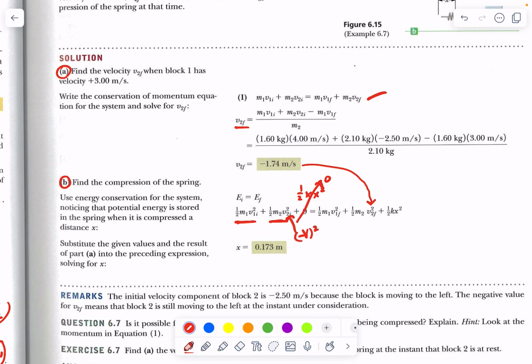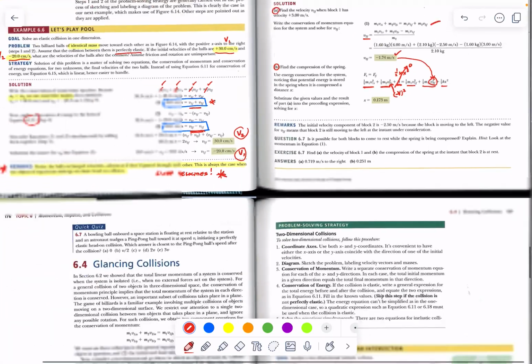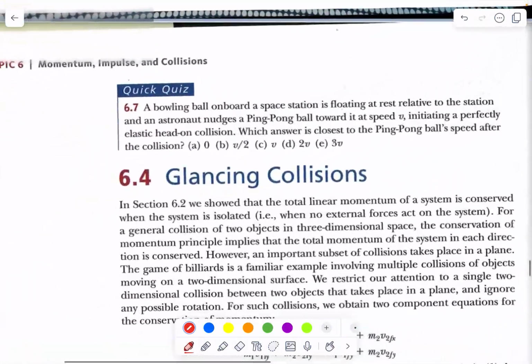The spring has no energy stored in it. That's why that's 0. And then after the collision, my brown box has some speed, my blue box has some speed, and therefore they both have kinetic energy, and there's also kinetic energy stored in the spring. And now we plug our numbers in, and again, this value came from up here, and we see that the spring gets compressed 0.173 meters. And next we'll look at glancing collisions, which would be 2 dimensions.